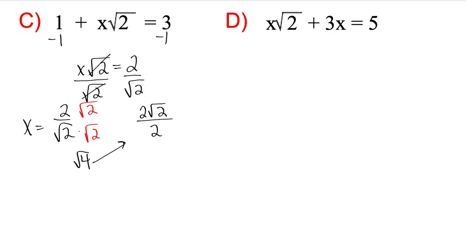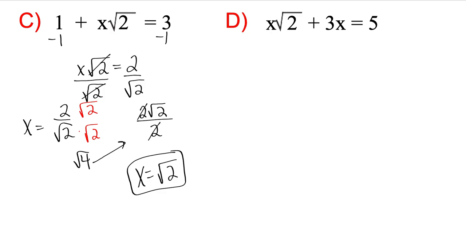Okay? And then what happens here? I can simplify by taking those out. So x is just going to equal square root of 2. Okay? Seems kind of redundant, but that's how that one works. Okay? So next one here, we have something like this.